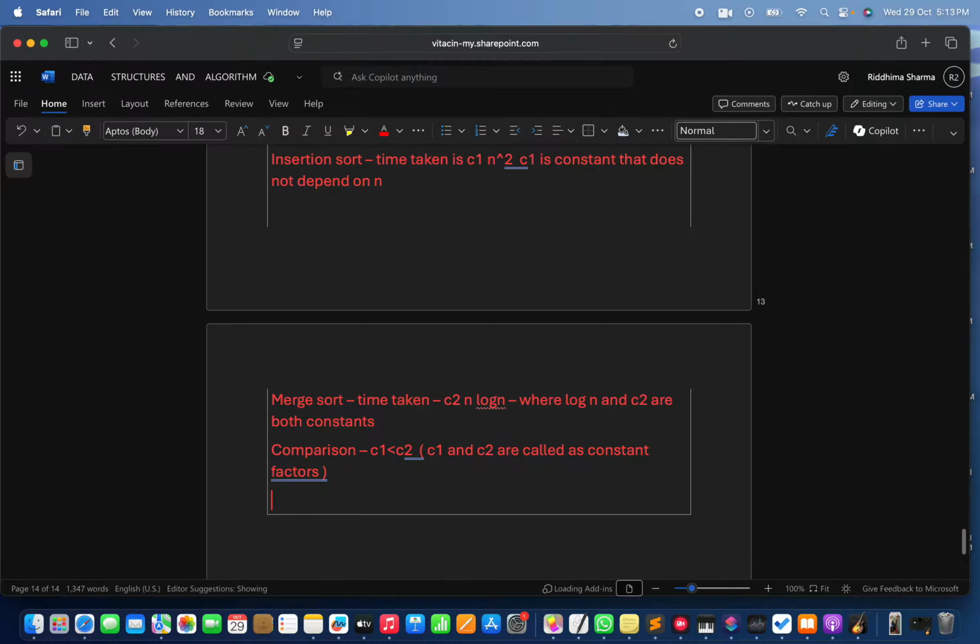Let's write insertion sort's running time as C1 n dot n and merge sort's running time as C2 n log n. Then we see that where insertion sort has a factor of n, merge sort has a factor of log n, which is much smaller. For example, when n equals 1000, log n is approximately 10, and when n equals 1 million, log n is approximately 20.